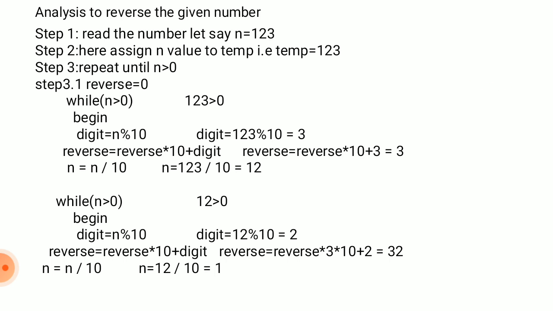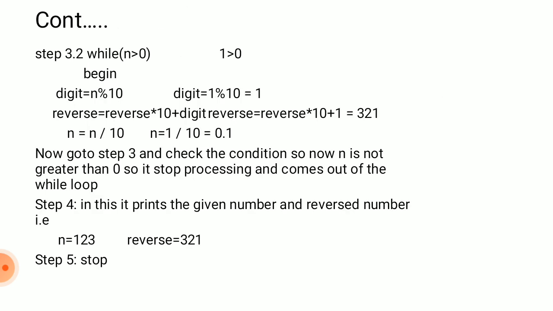Now the n value is 1. So again 1 is greater than 0. Yes, still the condition is satisfied. Again execute the 3 statements. Digit is equal to n mod 10. So n means 1 mod 10. There is no remainder, so you simply take the whole number, that is 1. So now digit is equal to 1.